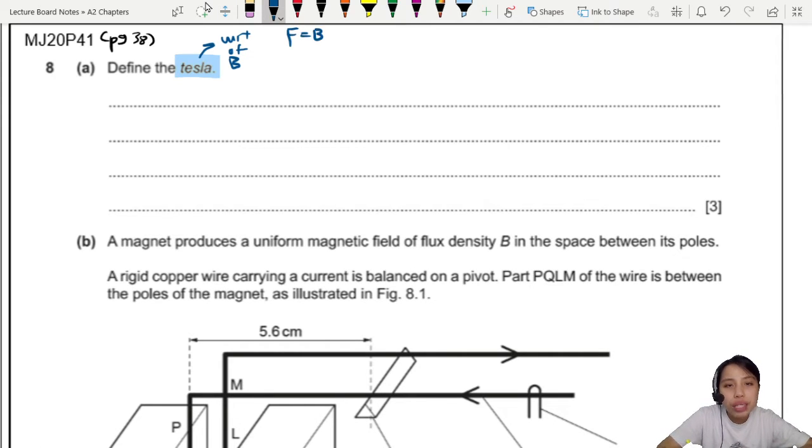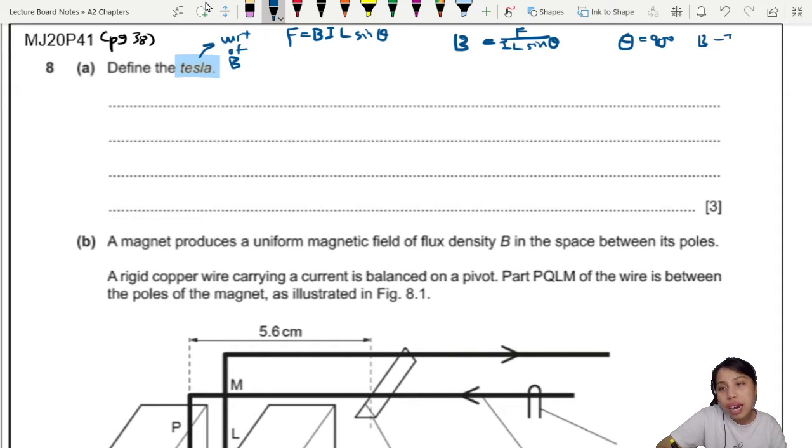Now, if you ever forget, just remember the equation F equals BIL sine theta and rearrange such that B equals F over IL sine theta. But we need to simplify some things, so we're going to say theta is 90 degrees, and that's the angle between B and I. So how to define a Tesla?